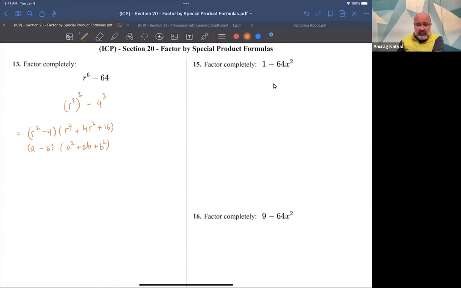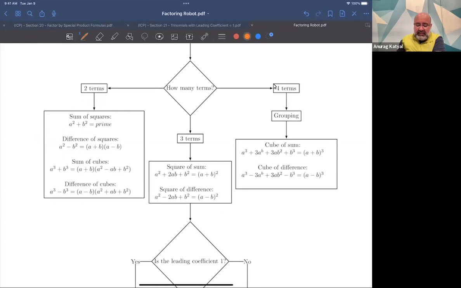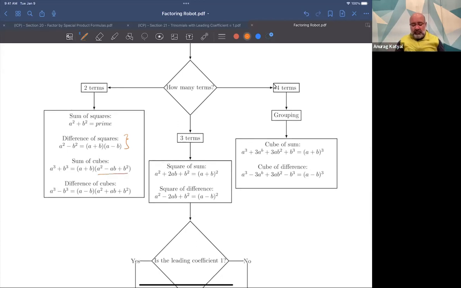That's my answer. Or so you might think. Hopefully you also see this little guy here, r squared minus 4. R squared minus 4 is a difference of squares. So with any of these problems, anytime you use a formula, this part will always be prime, this part will always be prime. So you never have to be able to factor those. You will never be able to.